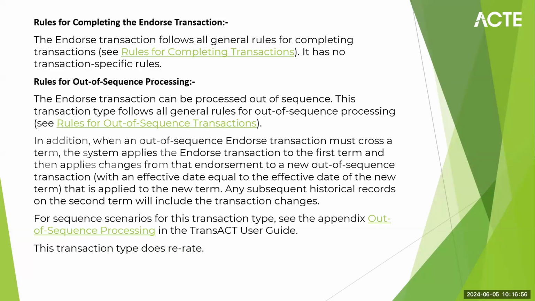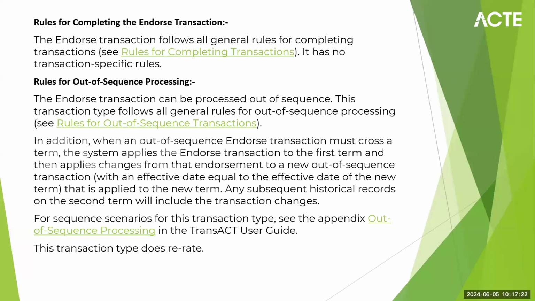In addition, when an out of sequence endorsed transaction must cross a term, the system applies the endorsed transaction to the first term and then applies that endorsement to a new out of sequence transaction with an effective date equal to the effective date of the new term. That is applied to the new term. Any subsequent historical records on the second term will include the transaction changes.